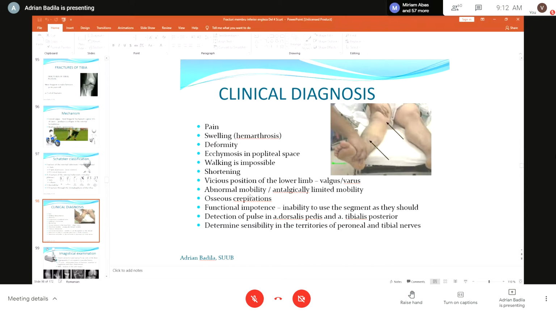Abnormal mobility in the frontal plane of the knee, or painfully limited mobility, that means that the mobility of the knee is limited by pain, also crepitation, functional impotence, and we must check the pulse in the distal arteries, and we must check the sensibility and motility in the territories of the peroneal and tibial nerves, because any fracture at this level can be associated with lesions of the great vessels or of the nerves at this level.